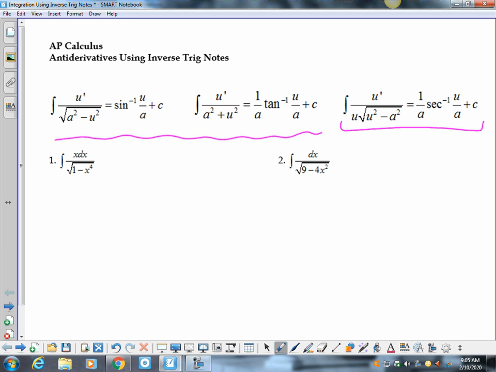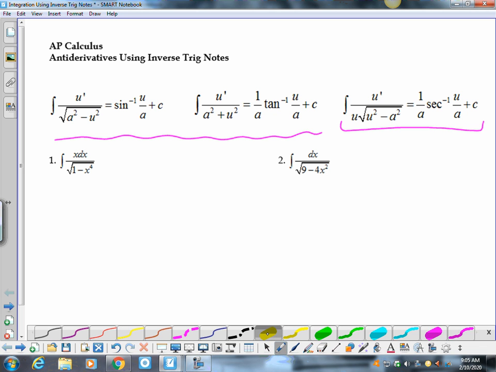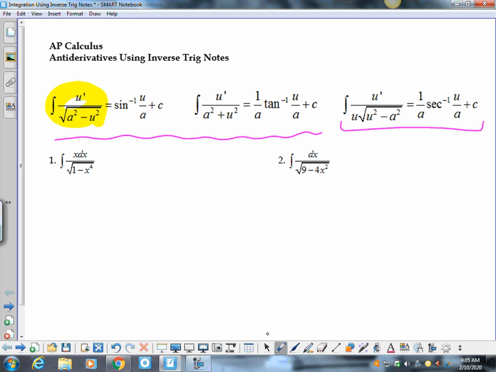Okay, so let's focus right now on this side so that you can recognize which one's a sine inverse and which one's a tangent inverse. Okay, so tell me, obvious, what does sine have that tangent doesn't? It has a root on the bottom. So if I'm looking at number 1 and number 2, what do they have to be? Those are sines.